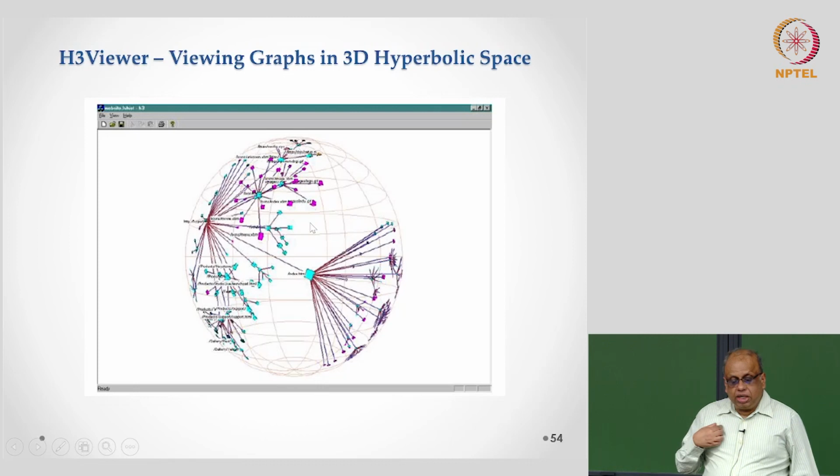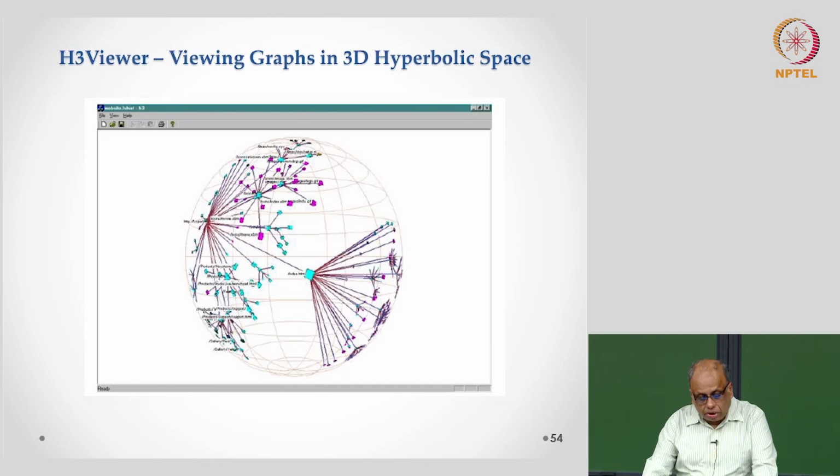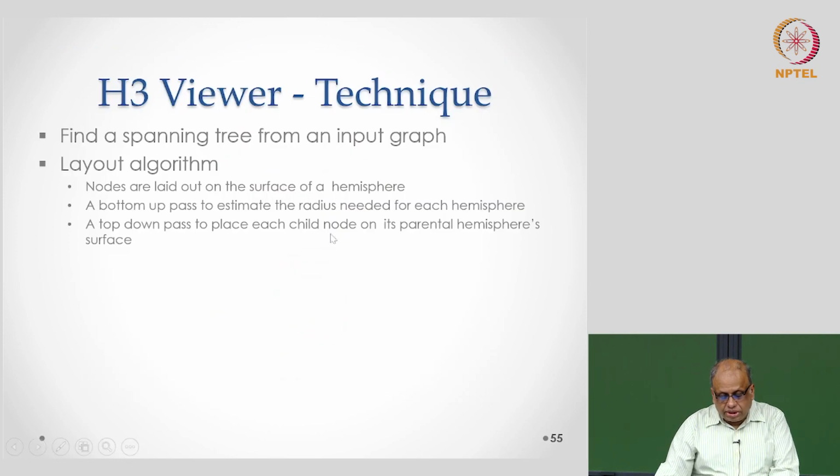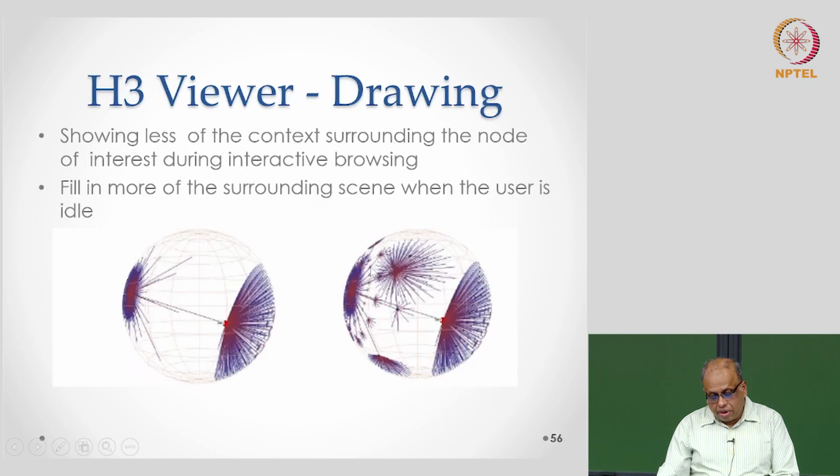So you can do it instead of in a 2D plane, also in a 3D plane. So this is viewing graphs in the 3D hyperbolic space. What they do is they take a spanning tree from the input graph and lay it out in 3 dimensions. And in 3 dimensions, the hyperbolic space is a hemisphere. So a bottom up pass estimates the radius needed for each hemisphere and a top down pass places each child node on its parent's hemisphere surface.